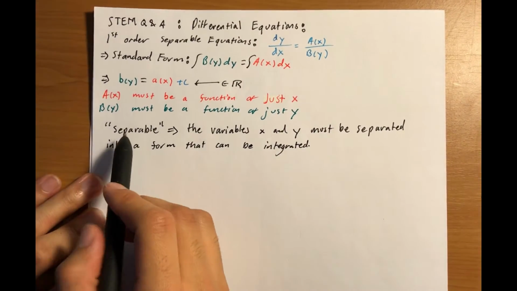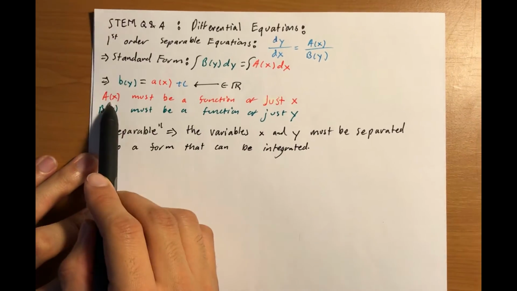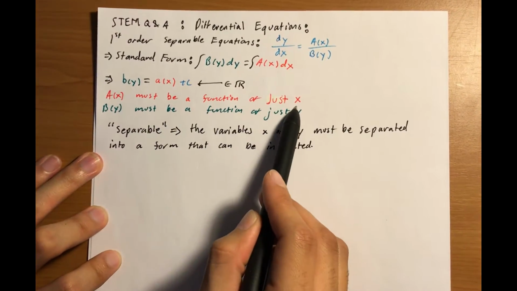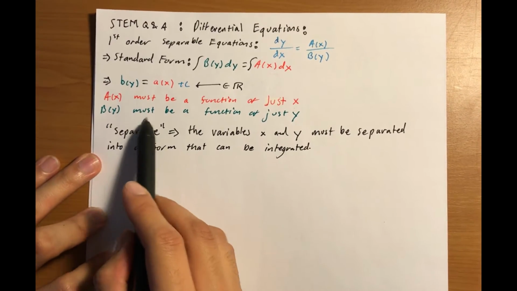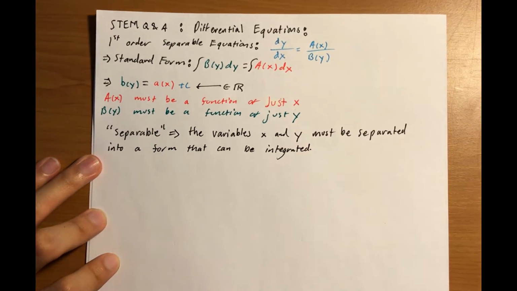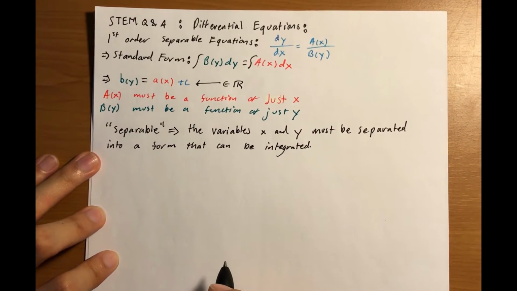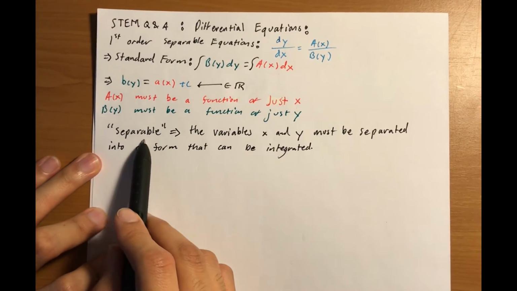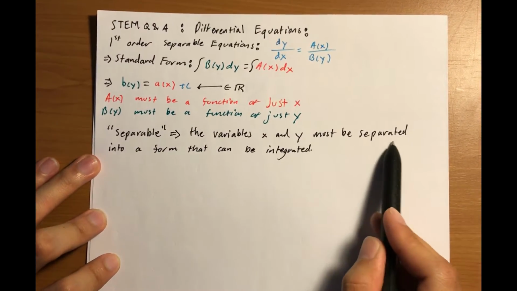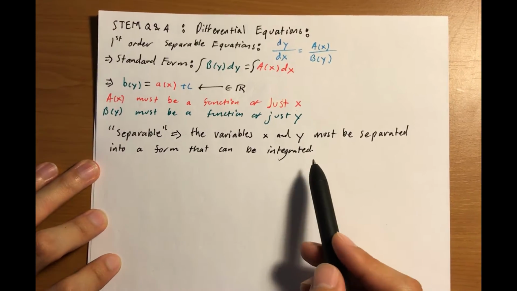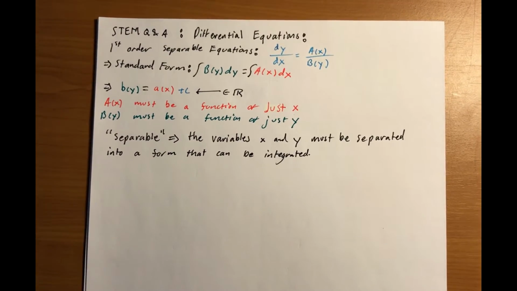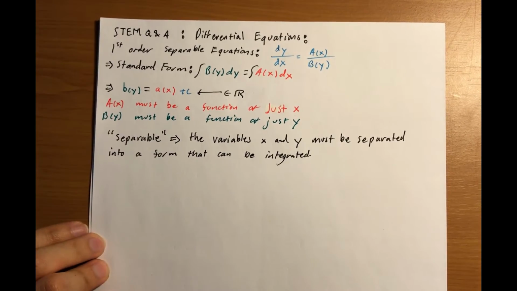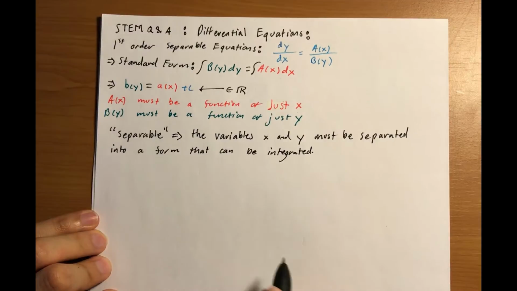It doesn't matter. Key points: a of x must be a function of just x, meaning no y's or any other variables. b of y, same, must be a function of just y. That means the opposite, no x's. And in order to solve it, this must be true. What we mean by separable is that the variables x and y must be separated into a form that can be integrated. If you have a y plus an x or an x times a y and you're trying to integrate that, in higher level math you can, but we're focusing on single variable separable equations.